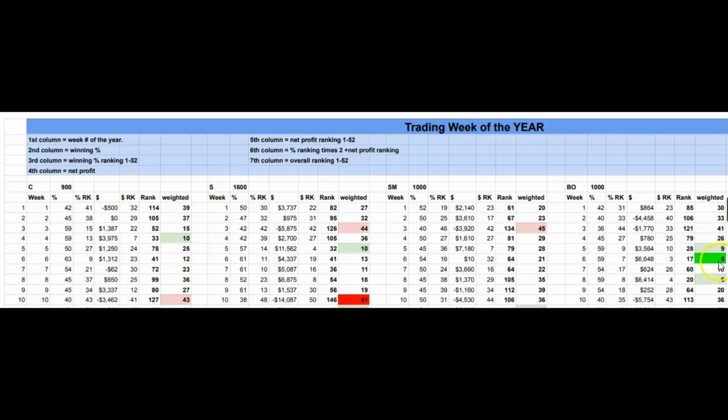So we see here we have a bright green. This is the 5th most bullish week of the year for soybean oil, and that is the 6th week of the year. And here for soybeans, we have the 51st week. That means it's actually the 2nd most bearish week of the year for soybeans, and that occurs on week 10, and it has lost $14,000 over this back test, and it has a winning percentage of only 38%. So this is going to give you an entire year's worth to look ahead on, so you don't have to wait till the next week and the next update on the website. You can see this for yourself and plan your trades accordingly.